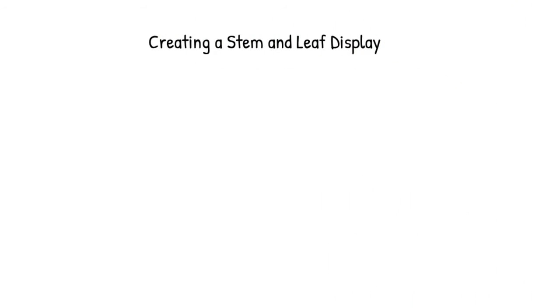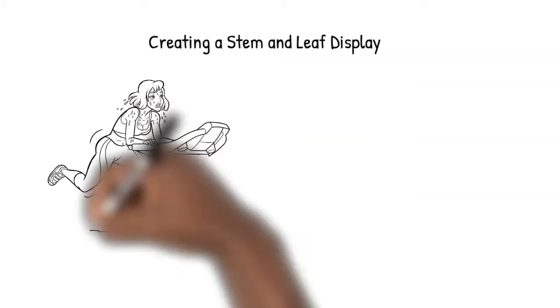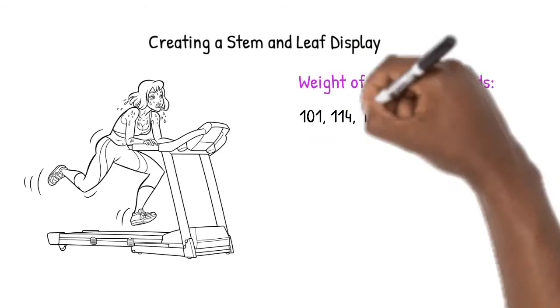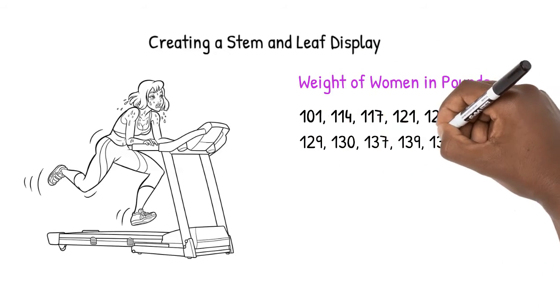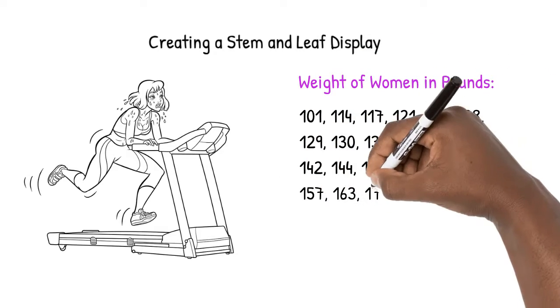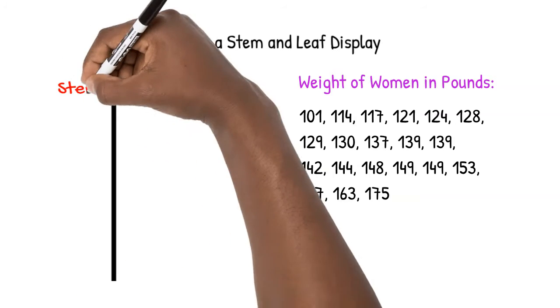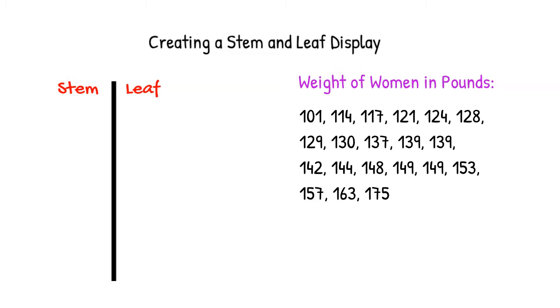In this video, we'll be talking about how to make a stem and leaf display. Let's say you are a personal trainer for 20 women and you need to report the weights of your clients. We can look at the weights of all the women listed, but if we organize our data as a stem and leaf display, we will be better able to understand our data and how to work with it.